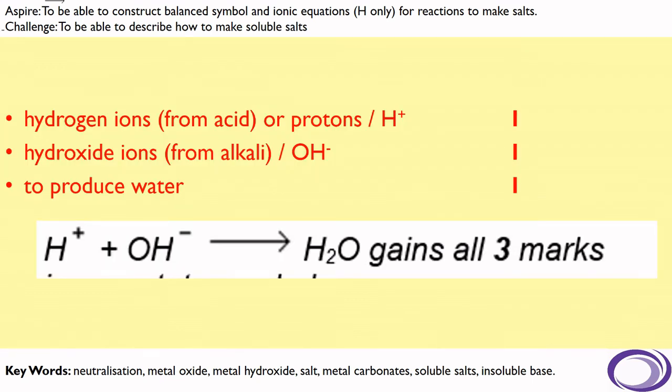So you should have that the hydrogen ions from the acid, H+, and hydroxide ions from the alkali, OH-, react to produce water. But in this case, the ionic neutralization equation would have gained all 3 marks.